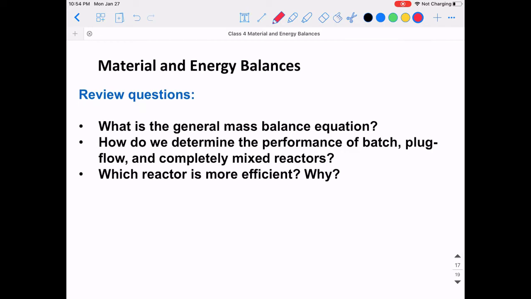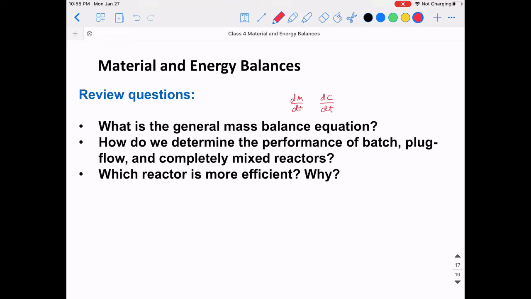Okay, so finally, let's do a quick review here. In this class, we talked about what a general mass balance equation is. We have to consider the inflow, outflow, accumulation, and also the consumption, right? Accumulation is basically the dm/dt or the dc/dt term in that equation. And also we tried to understand how to determine the performance of the batch reactor, the plug flow reactor, and also the completely mixed reactors.